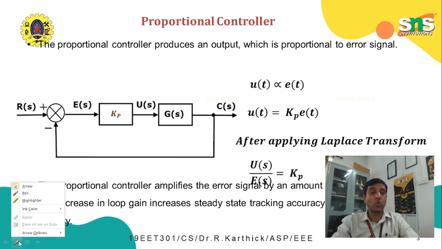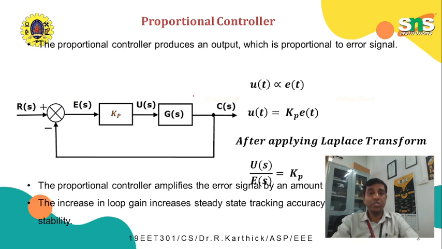The proportional controller, as seen over here, produces an output which is proportional to the input signal. Here E of t is the error signal, and it occurs as an input to the controller, and U of t is the output. So the controller produces a signal which is proportional to the error signal. When you equate this proportionality, we get a constant which is Kp, called the proportional gain.